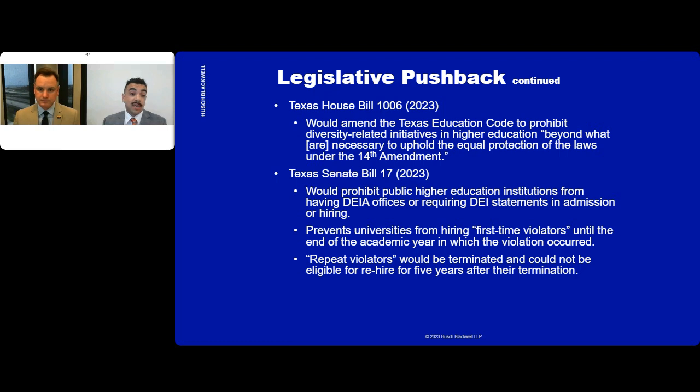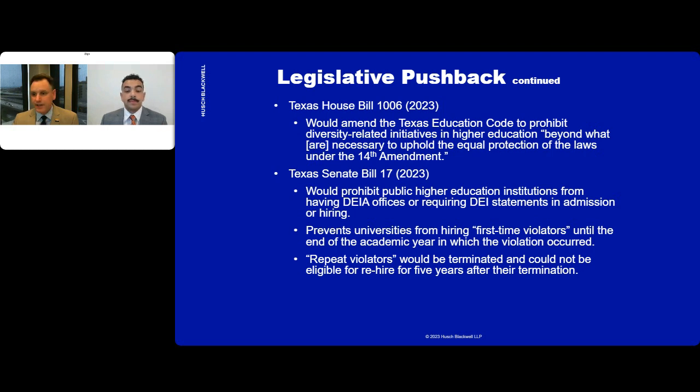And in the alternative, though, we see other bills that have more severe consequences in Texas. Texas Senate Bill 17 would prohibit public higher education institutions from having DEIA offices altogether, or requiring DEI statements at admission or hiring, and then again carrying those penalties with respect to first-time violators, preventing a university from hiring them, and then any repeat violators could be terminated and not eligible for rehire. And again, one of the consequences that Eric and I discussed is whether this is going to impact a university's ability to hire and retain professors, faculty, staff, et cetera. This is a little bit of uncharted territory, so we don't know exactly how this is going to impact other parts of the workforce, but it certainly will.